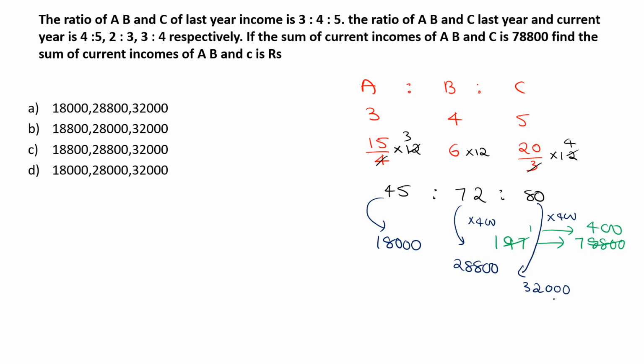Then find not the sum of current incomes, just the current incomes of ABC. The current incomes of ABC are nothing but 18,000, 28,800 and 32,000. Which is that? Option A, 18,000, 28,800 and 32,000 would be our answers.